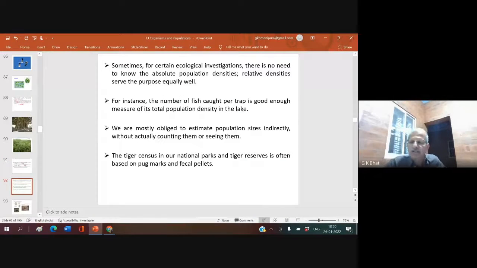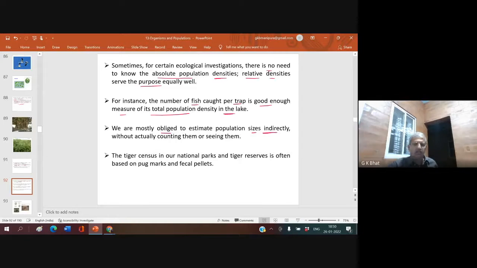Sometimes for certain ecological investigations, there is no need to know the absolute population density. Relative density serves the purpose. Relative density: last time it was this much, this time it is this much. So we say that it has increased or decreased. For instance, the number of fish caught per trap is a good enough measure of its population density in the lake. We are mostly obliged to estimate population sizes indirectly.